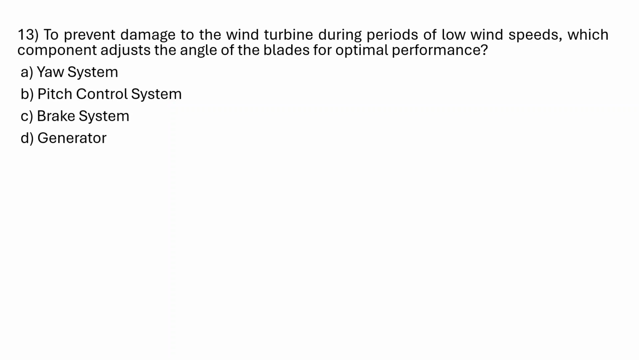Now, to prevent the damage to the wind turbine during periods of low wind speed, which component adjusts the angle of the blades for optimum performance? First is the yaw system, second is the pitch control system, third brake system, and the generator system. Which one is it?